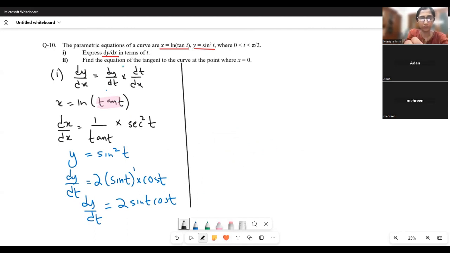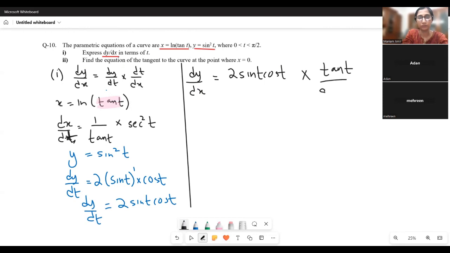So dy over dx is going to be dy over dt, which is 2 sin t cos t, and then dt over dx. Sorry, this is dt. So reciprocal of that. So that's going to be tan t upon secant square t.